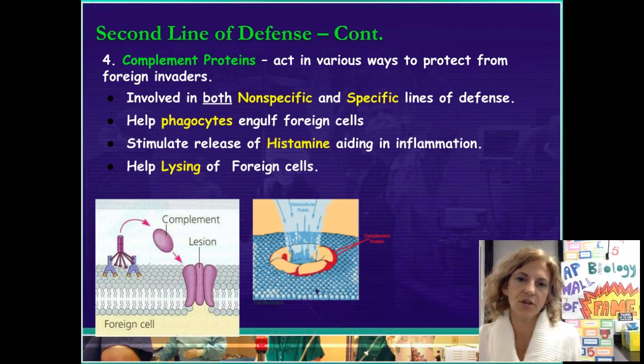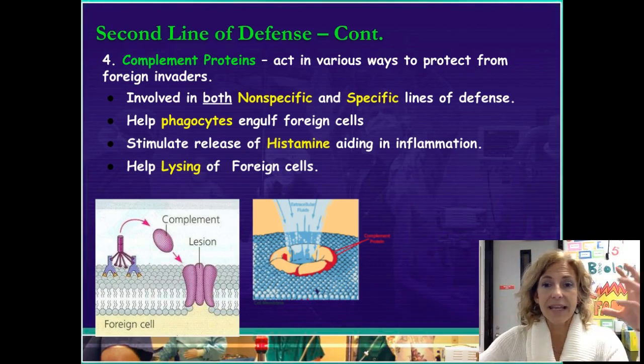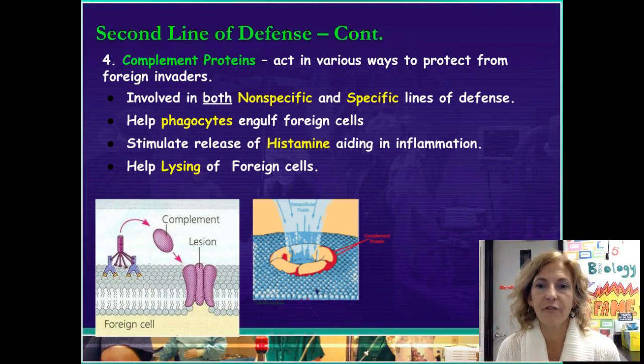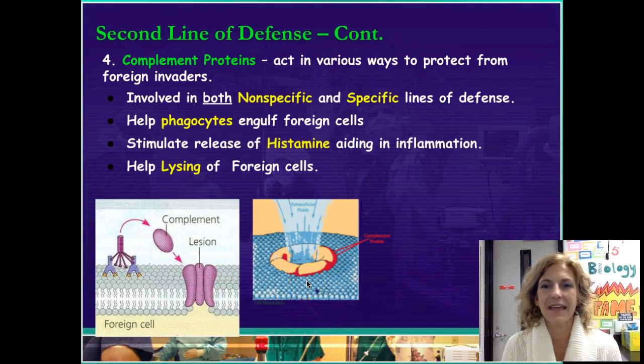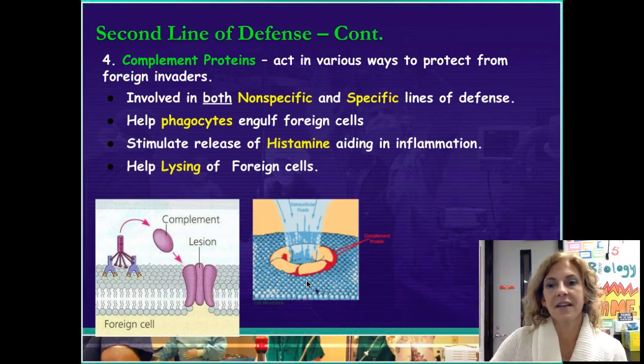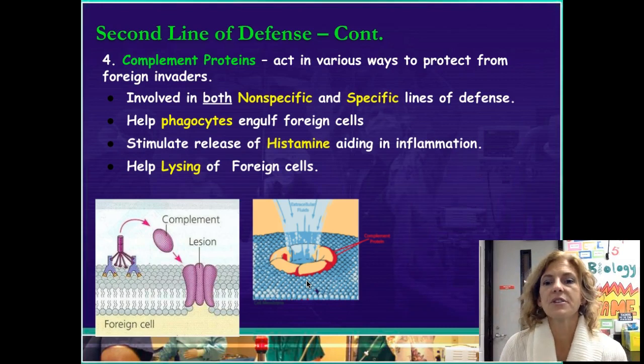So you'll probably hear the term complement fixation. So they might aid antibody connection. They might make it easier for phagocytic cells to gobble up the cell, and they might work similar to perforin, where they work in association and they come together and make a pore in the cell, the same as the perforin did. Fluid rushes in and the cell will lyse. They also stimulate the release of histamine, which aids in inflammation, which is going to be a topic we're going to talk about in another slide.